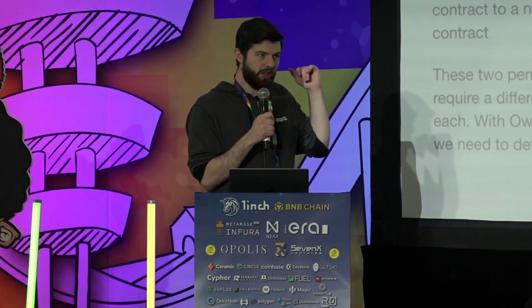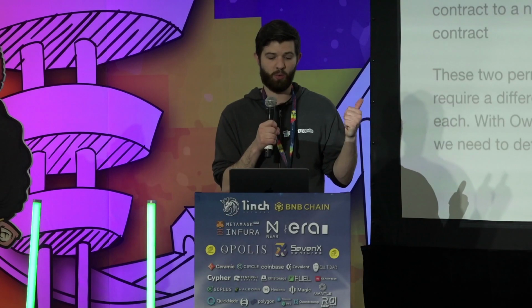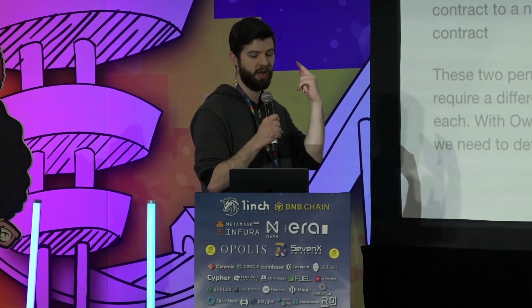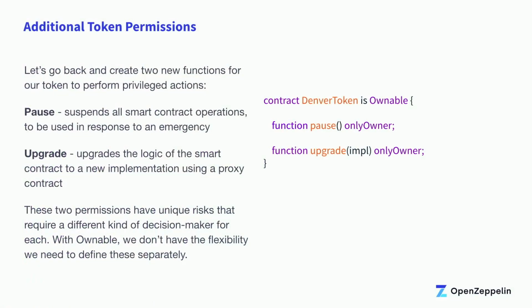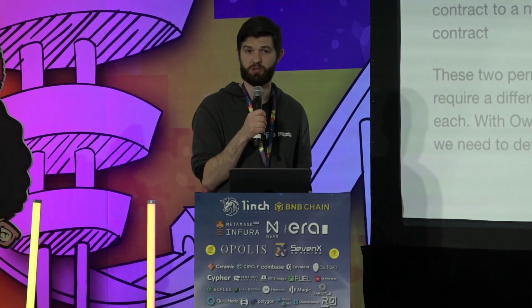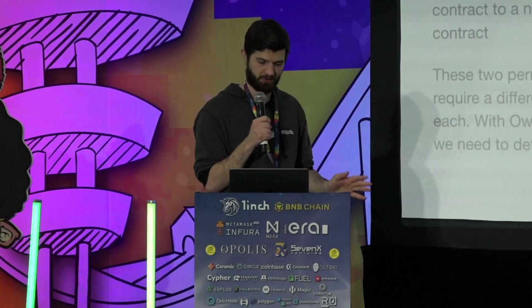So let's define powers separately now. Let's say we want to add, in addition to mint, two new powers to our smart contract. We'll say there's an ability to pause and stop all smart contract operations and freeze it. And then we'll have upgrade, which allows us to, of course, change the functionality of the smart contract, which is very powerful. We need to be careful with it.